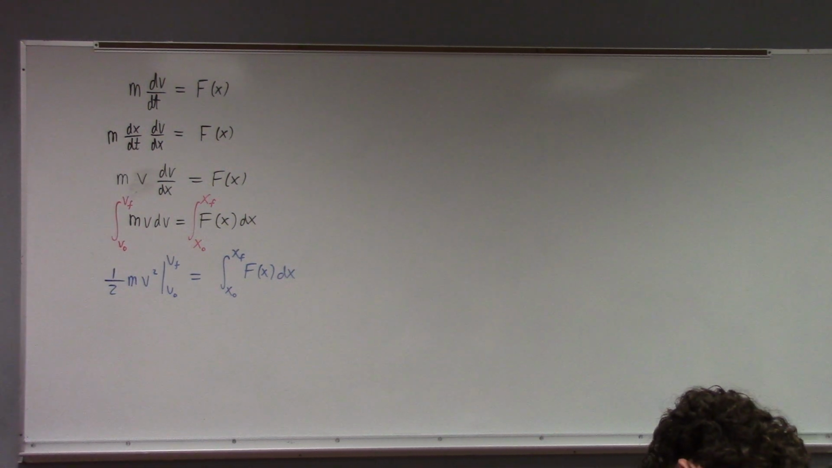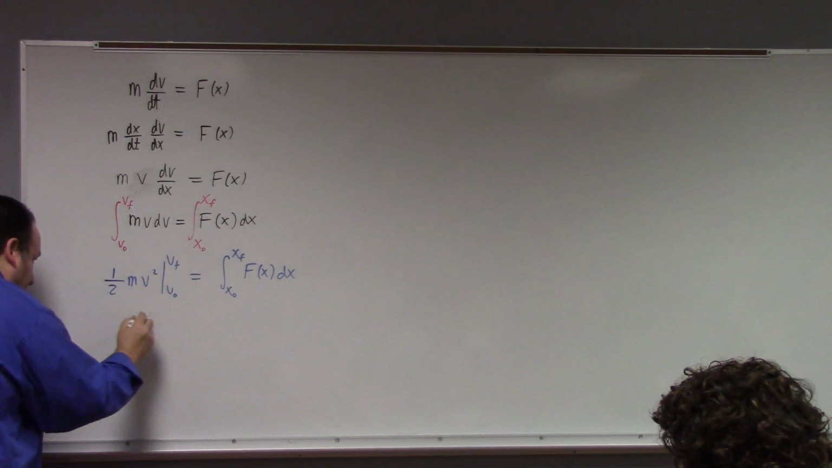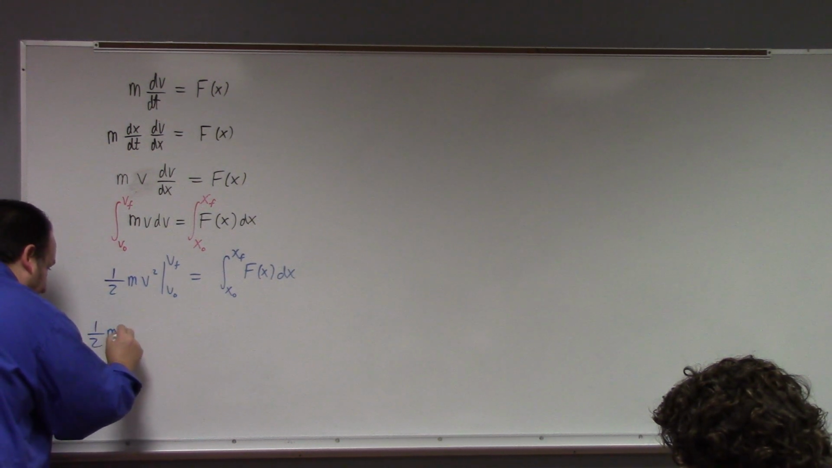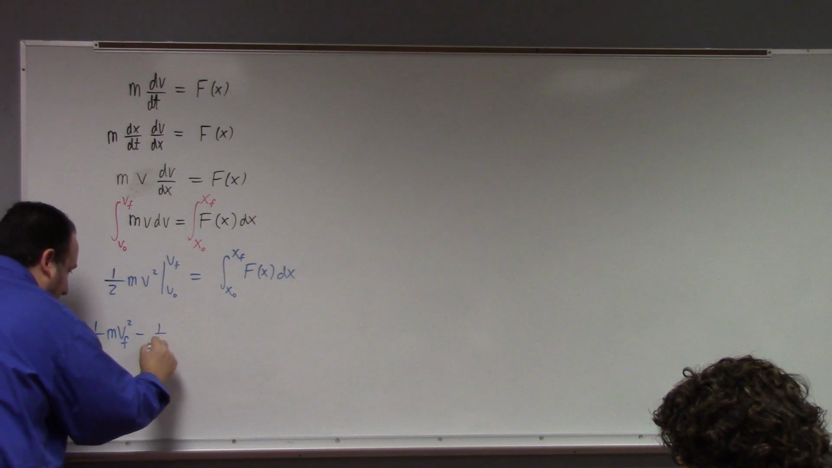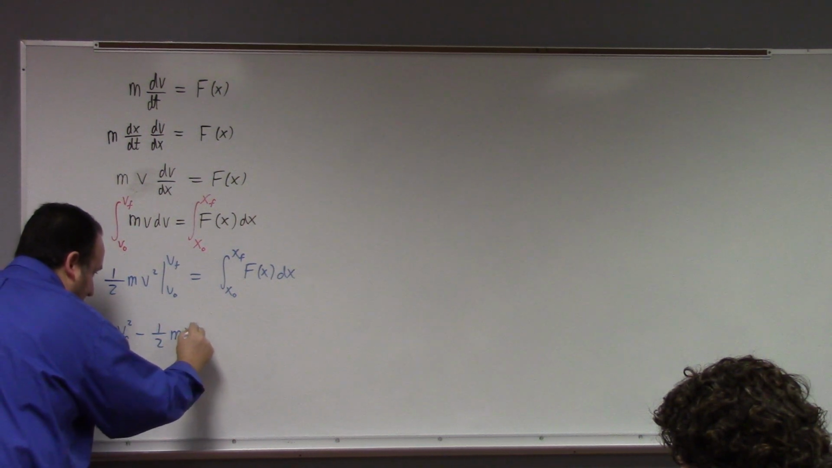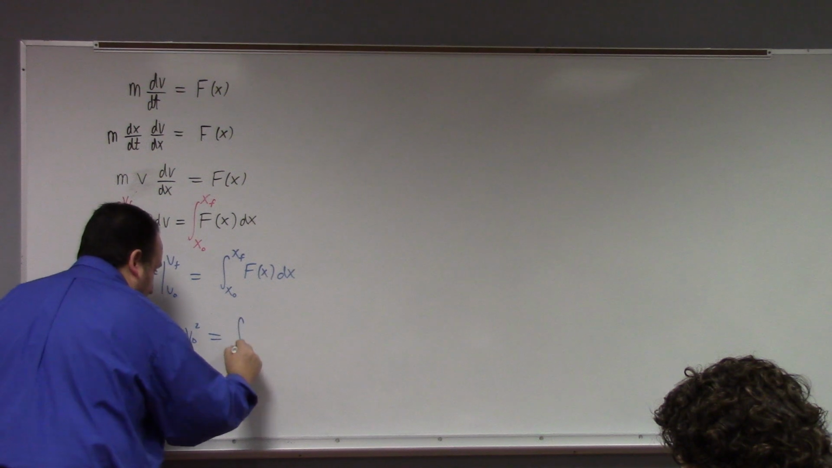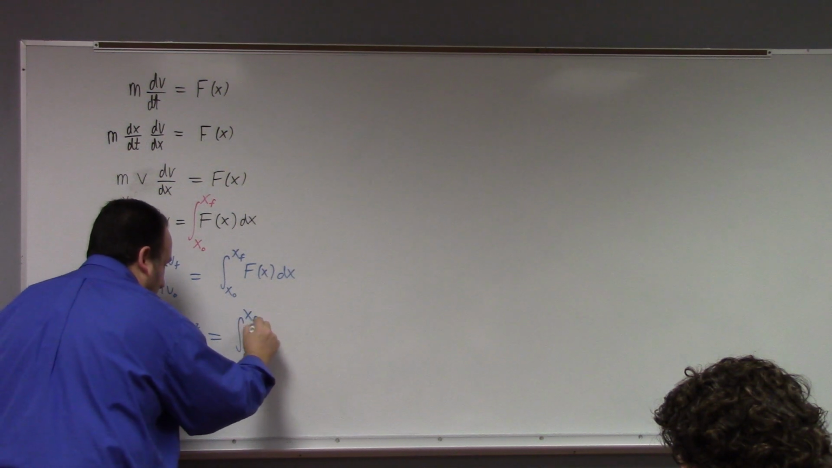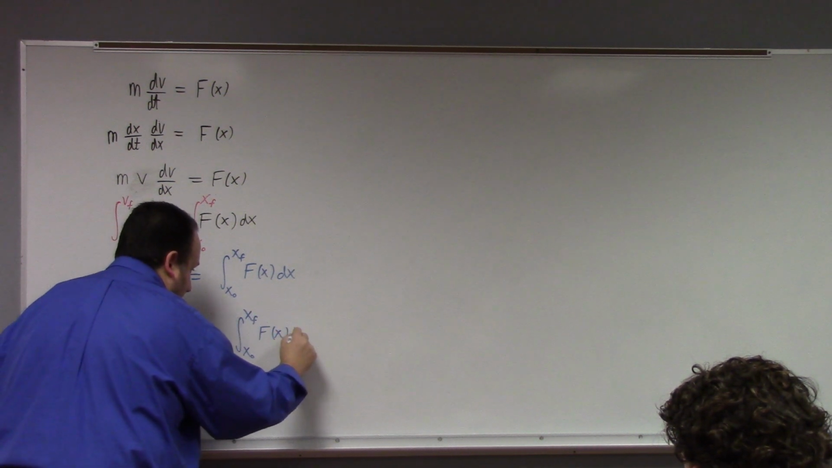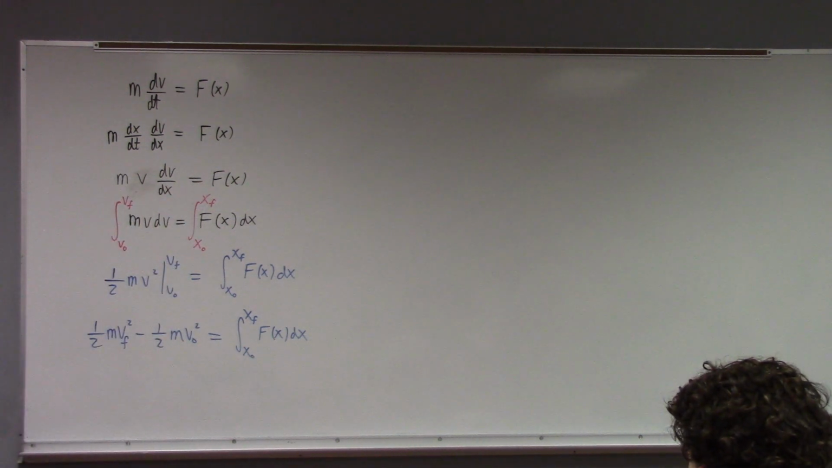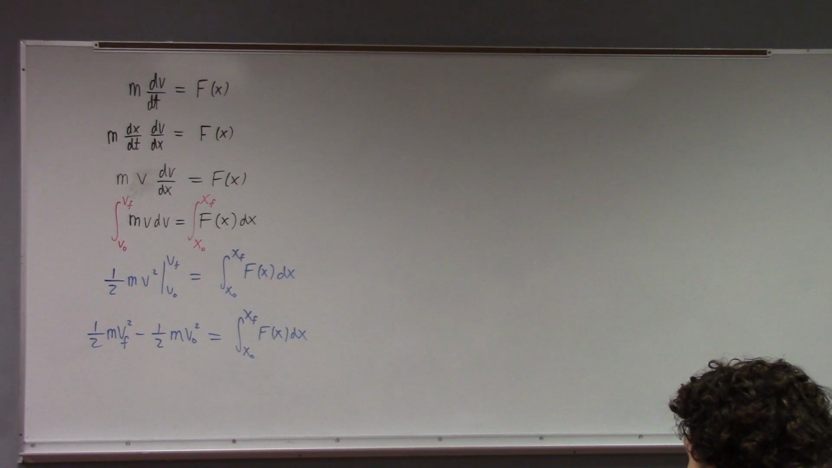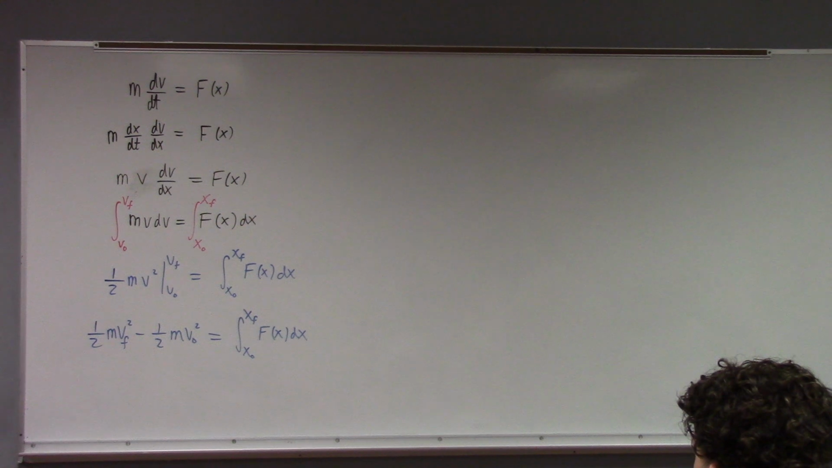What are we looking at? This is 1/2 mvf squared minus 1/2 mv0 squared. On the other side, we have the integral from x0 to xf. Can you guys tell me what this is? It is the timeless equation, is one good way to look at it. That's not wrong. In fact, the timeless equation is, well, it is conservation of energy. That's the truth.